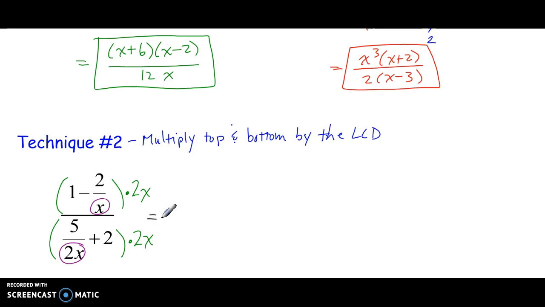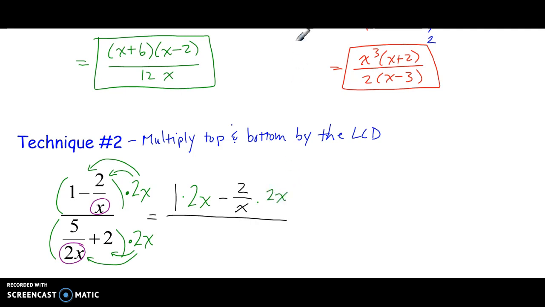Here's why that works. It's a bit of a magic trick until you see what happens here. That 2x is going to get distributed in. It's going to get multiplied by all 4 pieces of what's going on here. It's going to be 1 times 2x. There's going to be minus 2 over x times 2x. We're going to have 5 over 2x times 2x. And we're going to have 2 times 2x.